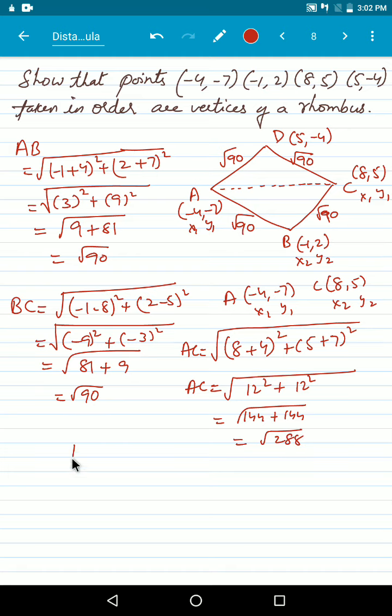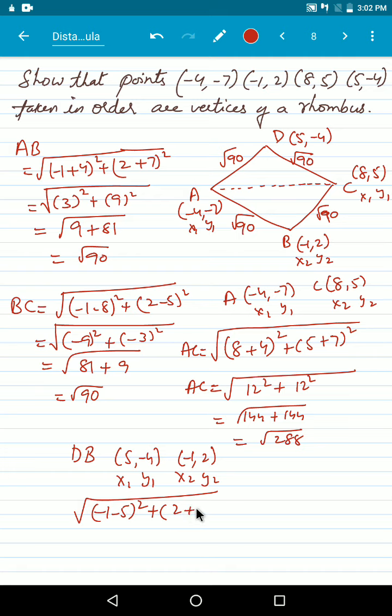Let us find DB. What is the value of D? 5, -4, and B is -1, 2. x1, y1, x2, y2. Let us use the distance formula, x2 minus x1. That means -1 minus 5 whole square plus y2 minus of -4, plus 4, right? -6 whole square plus 6 whole square. 36 plus 36. Root 72.